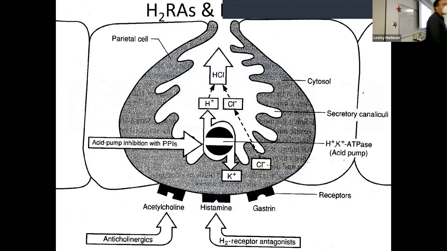So here's an example of a diagram of one of those acid producing cells, the parietal cells that we saw in the video. This acid pump is the swirly thing in the middle. It's pumping out hydrogen ions, and then chloride ions diffuse into the stomach, and they mix to form hydrochloric acid. Down below, you've got the histamine receptor, which is helping turn this pump on. If you've taken an H2 receptor antagonist, it blocks that and turns off the pump temporarily.